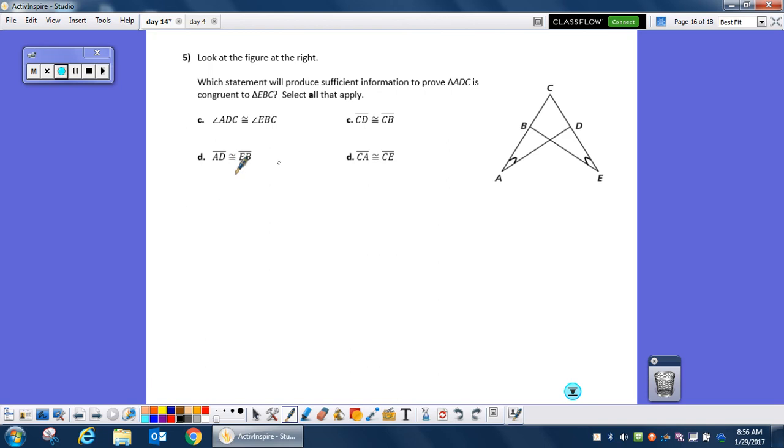All right, look at the figure at the right. Hopefully you notice that it is an overlapping triangle. Select which statement will produce sufficient information to prove triangle ADC is congruent to triangle EBC. So that's going to tell you the triangles you want to redraw, because when you see overlapping triangles, it's always a good idea to redraw. And notice it says select all that apply, so we could have more than one answer.